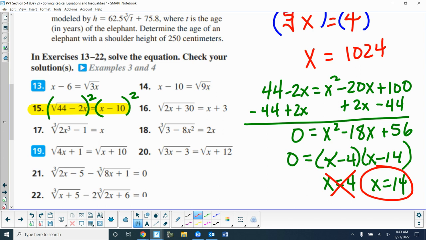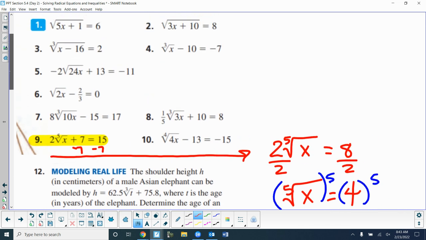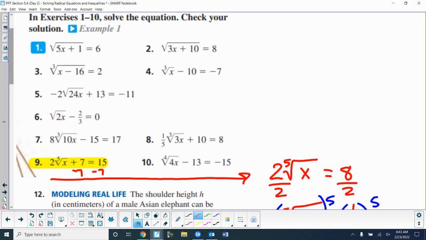So, answers to our homework. Here's 2 through 10. Number 2 was 18. Number 4 was 27. Number 6 was 2/9, which I think is 0.2 repeating. Number 8 is negative 1,000 over 3. What is that? 333.3 repeating? Number 10 has no real solutions.